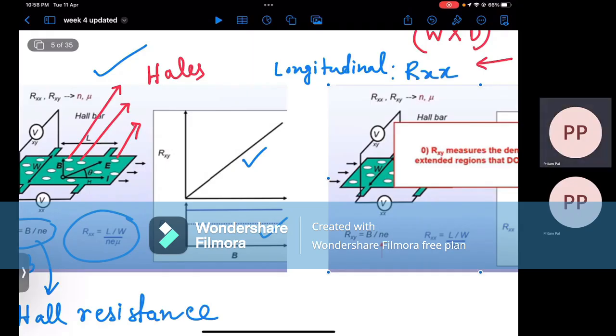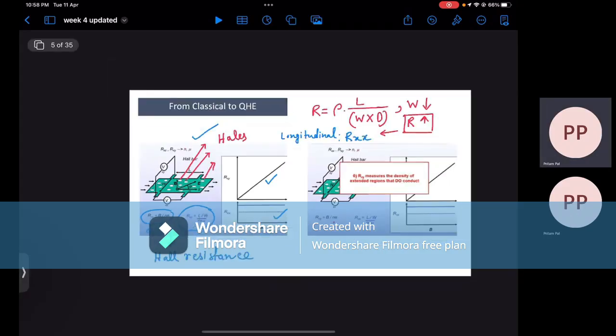So I want you to remember this Swiss cheese model. If I have a conductor and I punch holes in it, it will still get the same Hall resistance as the conductor without the holes. So this RXY, the Hall resistance, measures the density of these extended regions. You can see here's my density. There are the extended regions that do conduct current. I'll move to the next slide.